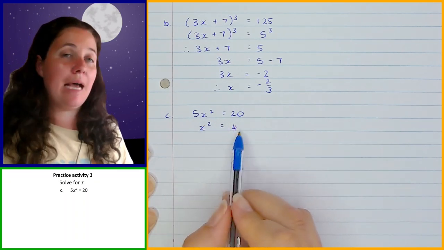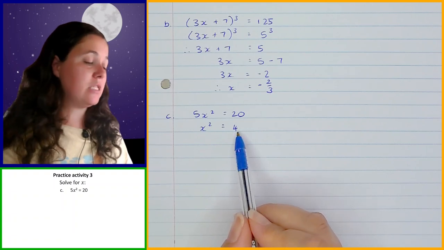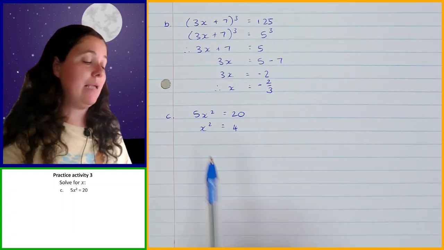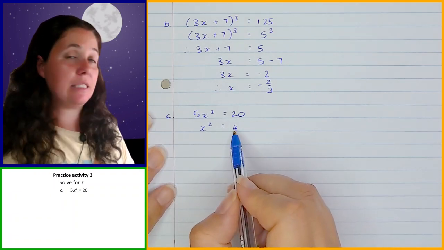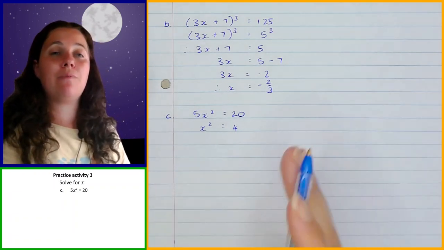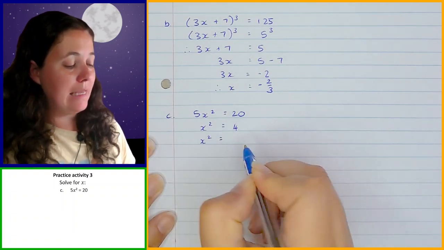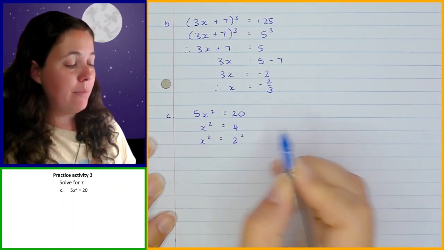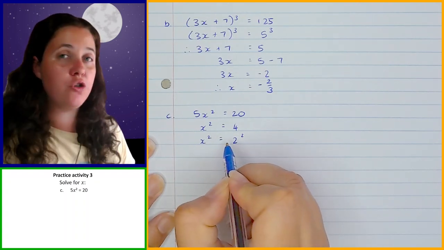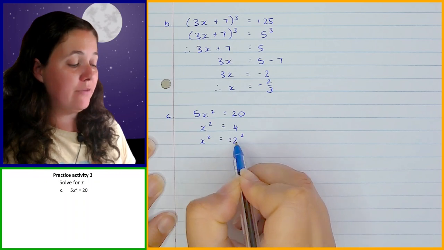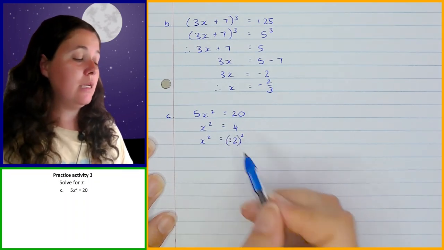Now that I've done that, I can try and make the 4 the same as the x squared in terms of its exponent. So I need to see, is 4 the same as something squared? Yes, it is. I can write 4 as 2 squared. But remember, because it's an even exponent, I have to be careful. It's not just 2 squared. It can also be negative 2 squared. So I'm going to put plus or minus 2 in brackets squared.